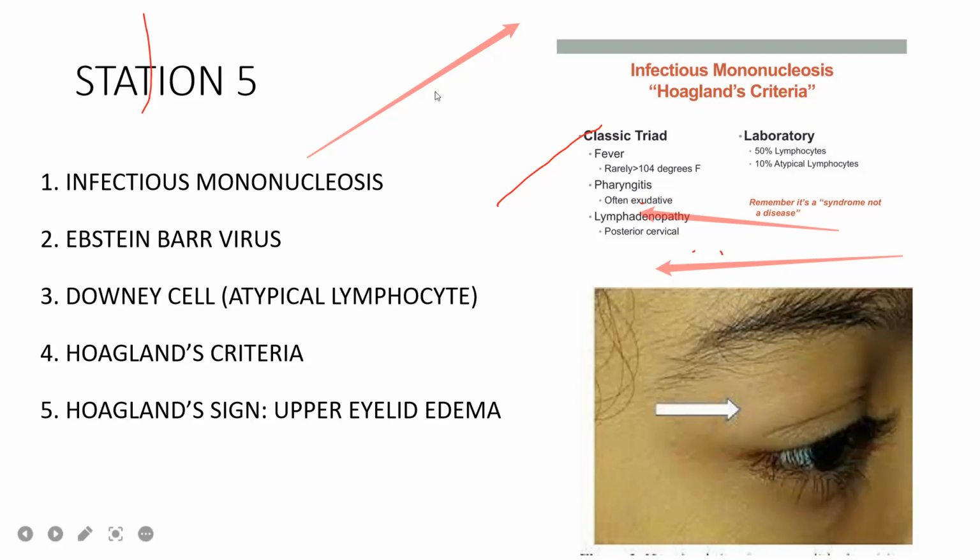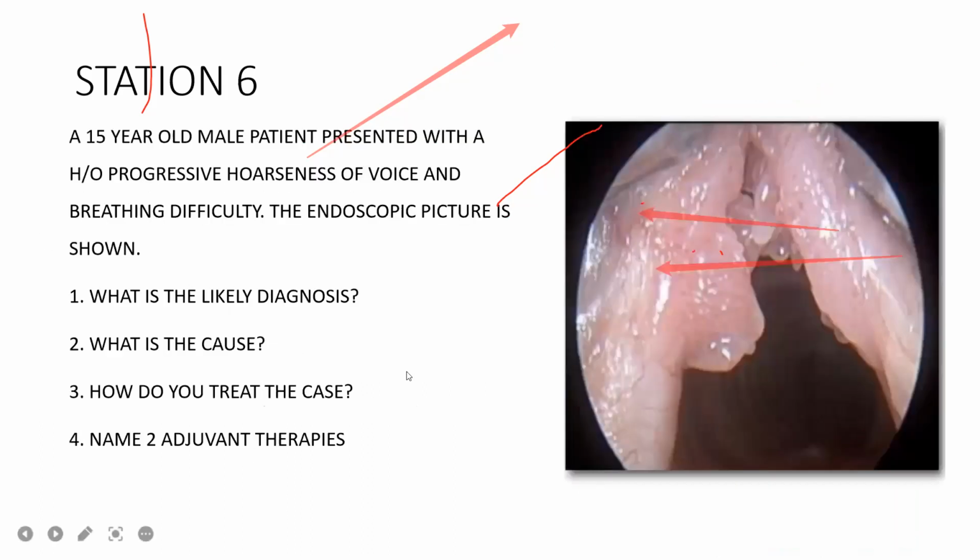Okay, so shall we move to the next station? Station 6. Yes. Station 3.